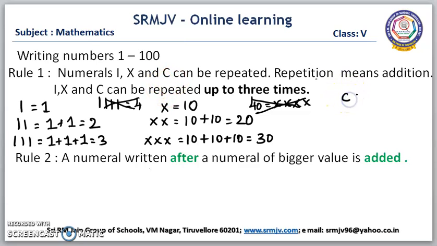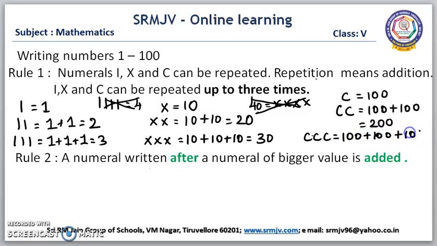What's the value of C? It is 100, isn't it? If we are writing C 2 times, what's the meaning of that? 100 plus 100. That is 200. If we are writing C 3 times, 100 plus 100 plus 100, isn't it? So what's the value of that? 300. Can we write CCCC for 400? No, we should not write it because we can repeat up to 3 times only.